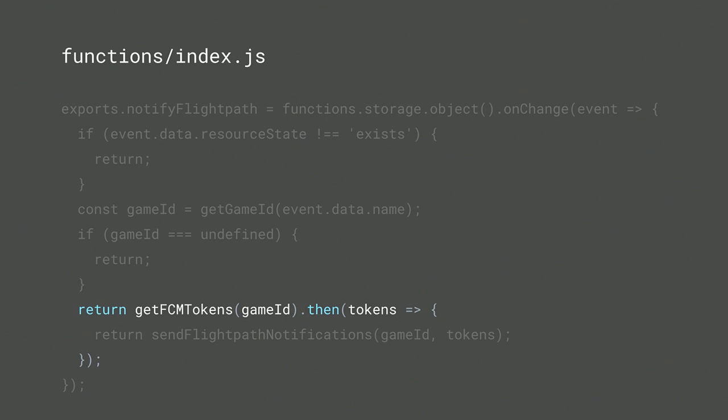Now, at this point, we fetch the FCM tokens that our PWA has been storing in the database directly. This is, again, an asynchronous operation, so we use a promise here. And then finally, we send the notifications, just like Alex did earlier.